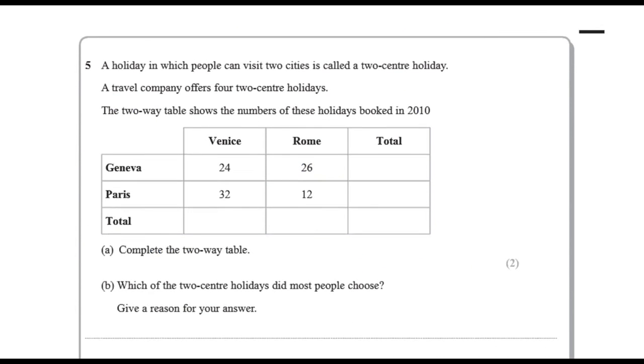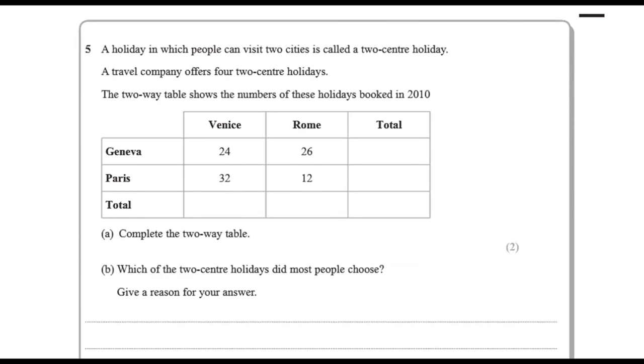A holiday in which people can visit 2 cities is called a two-centre holiday. A travel company offers 4 two-centre holidays. The two-way table shows the number of these holidays booked in 2010. Complete the two-way table. Okay, so all we've got to fill in ourselves is the totals. So this one's quite easy.